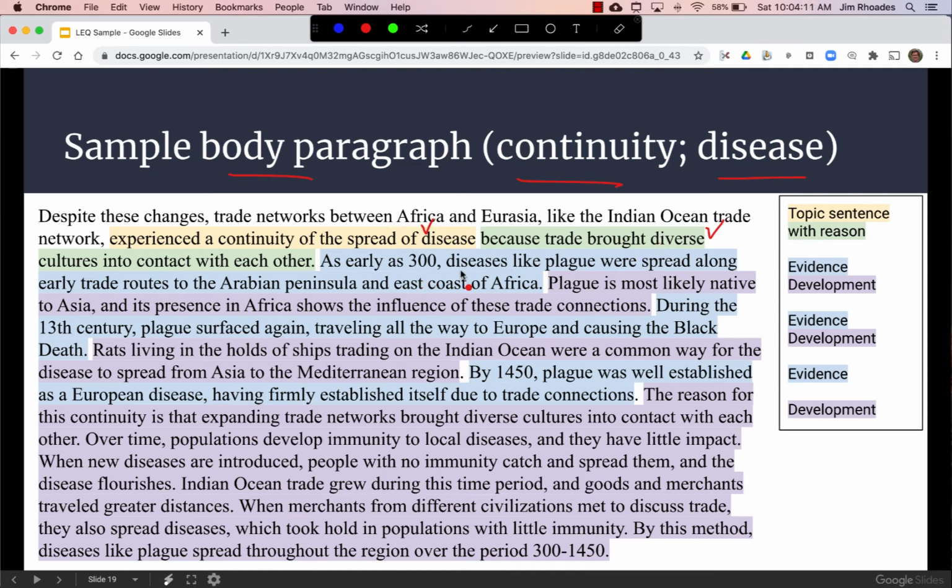Here's my evidence. Diseases like the plague in 300 were spread in the Arabian Peninsula on the east coast of Africa. In the 13th century, it surfaced again with the Black Death. By 1450, it was well established, having firmly established itself. I have a little mini development. Plague was native to Asia, and its presence in Africa shows the influence. It was spread by rats.